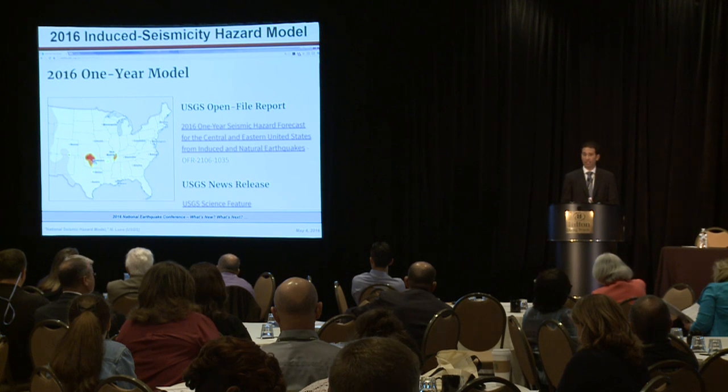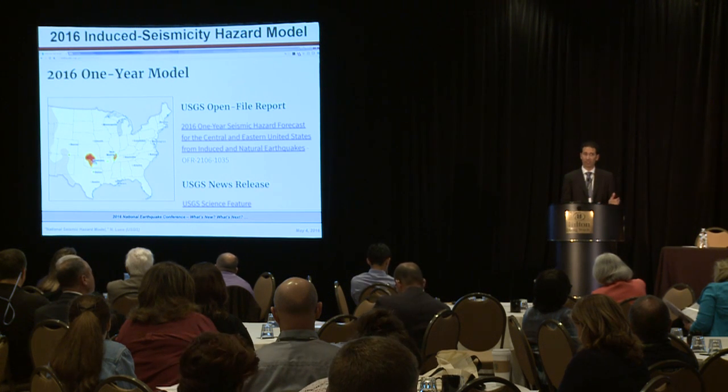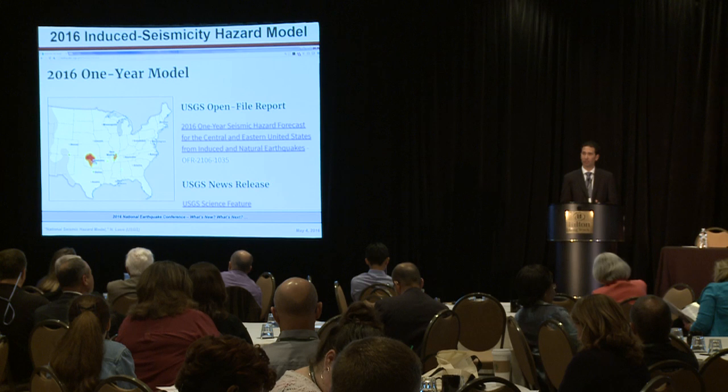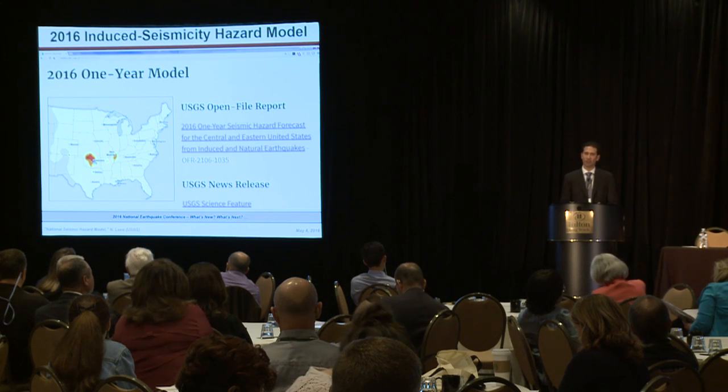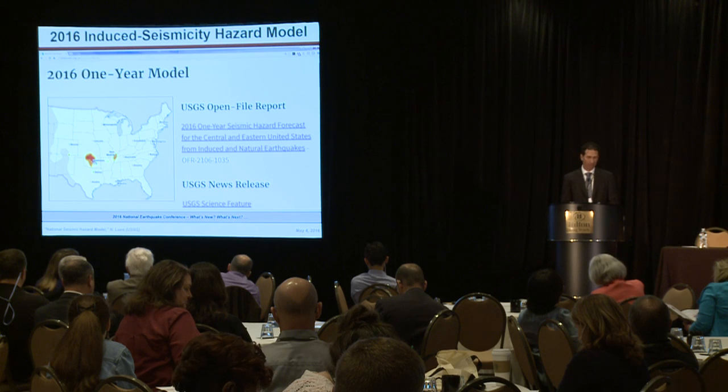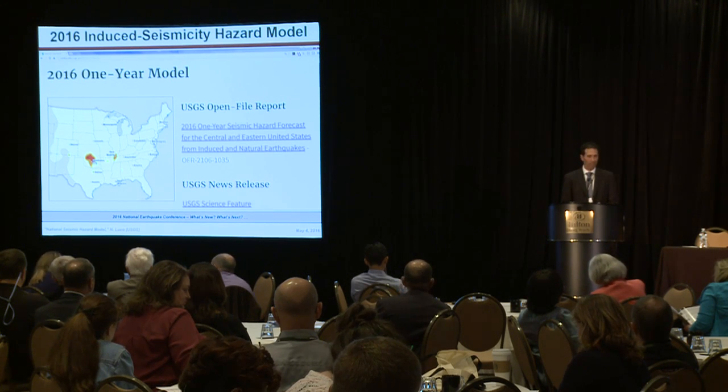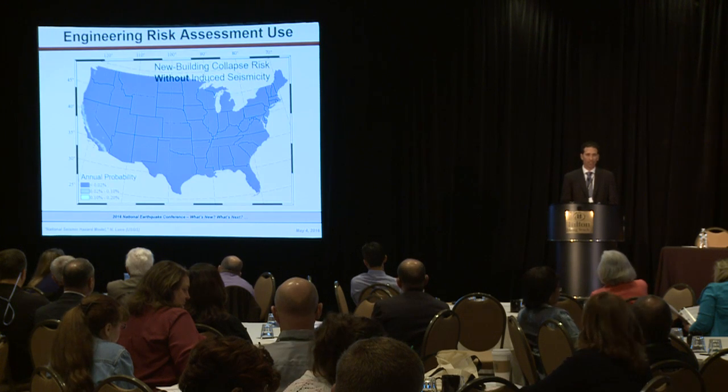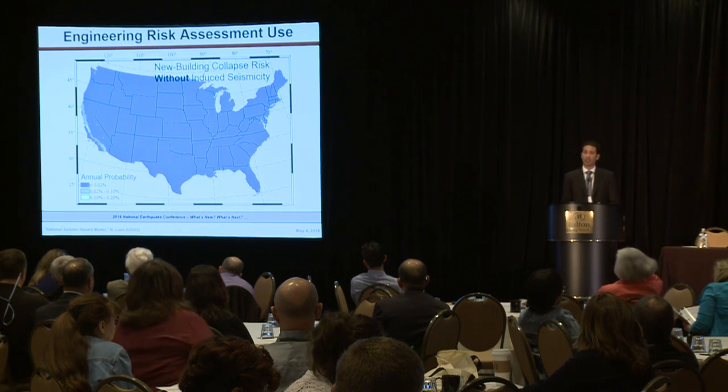So there's a 2016 USGS hazard model, primarily for the central and eastern US, that includes this induced seismicity. It's just a one-year forecast: looking back over the last couple of years at what's been happening with induced seismicity, and then trying to project what's occurring in the next year. You'll hear more information on this in the next presentation after the break. I'll go ahead and talk a little bit about uses of this induced seismicity hazard model.